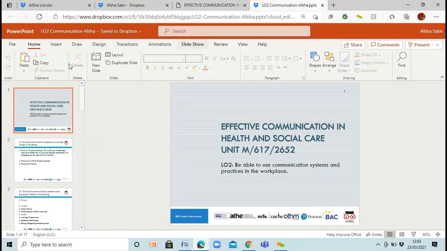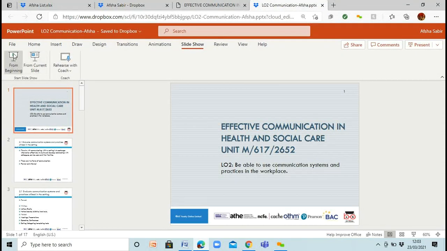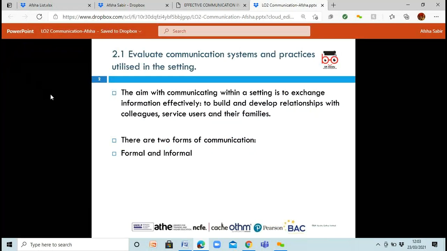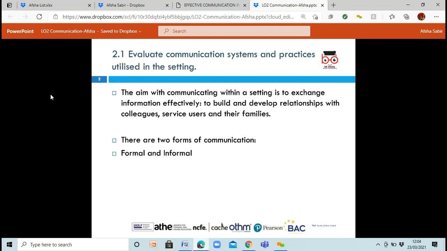I'll just put this onto slideshow. So 2.1, evaluate communication systems and practices utilized in the setting. So the aim of communicating within your setting or within an organization is just to make sure that you're passing on information effectively. So you need to make sure that if there's a particular patient or a particular task that needs to be done, you're using the right tools and techniques to pass on that information.